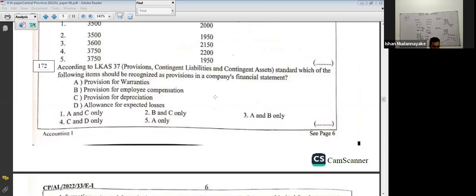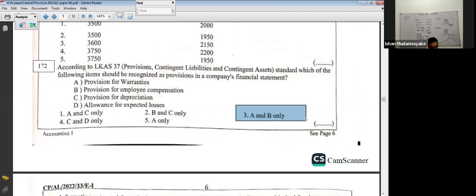Provision for depreciation, no, that is false. D, allowance for expected loss, no, false. A and B, A B only. What's the answer? The third one is the answer. A B only.